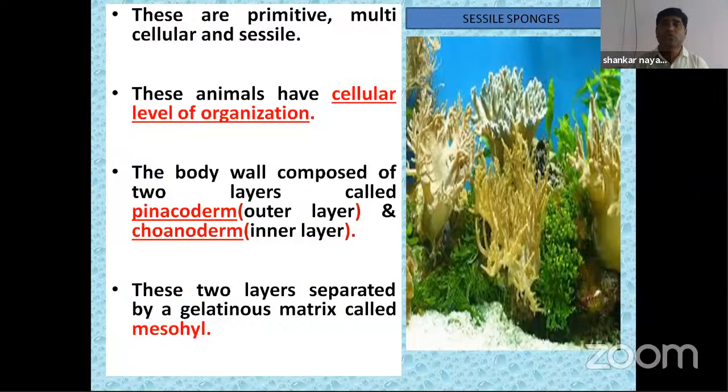These animals have a cellular level of organization. Their body organization is permitted at the cell level only. Therefore, their body organization is called the cellular level of organization. The body wall is composed of two layers. The outer layer is called pinacoderm and the inner layer is called choanoderm. These two layers are separated by a gelatinous matrix called mesohyl. In between pinacoderm and choanoderm, we can find this gelatinous matrix called mesohyl.